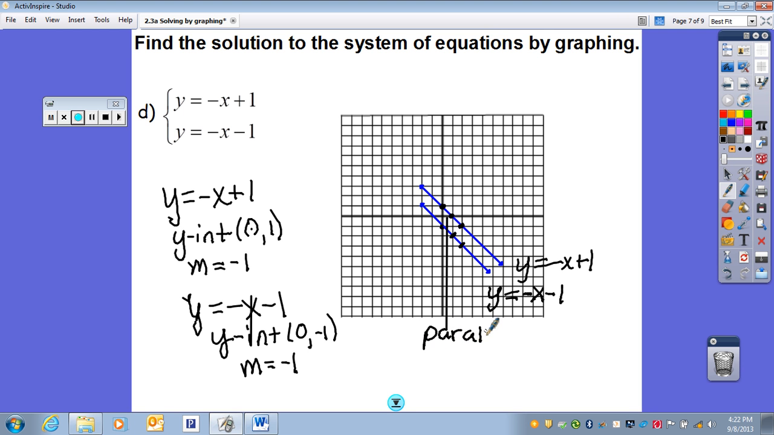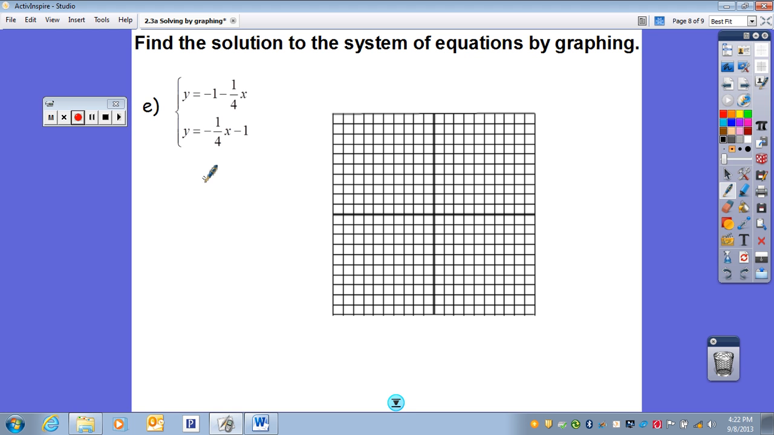And since they are parallel, they have no solution or no points in common. So the solution to this system is no solution. Notice that we could have found that out to check is that the slopes are the same. And when the lines have the same slope, they are parallel. Let's take a look at our next example.